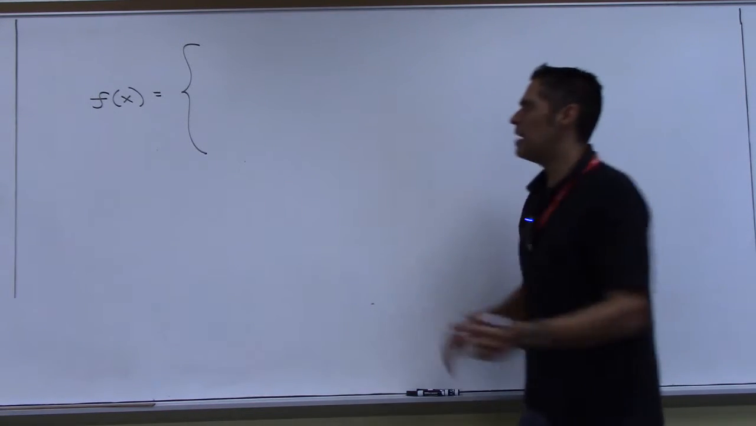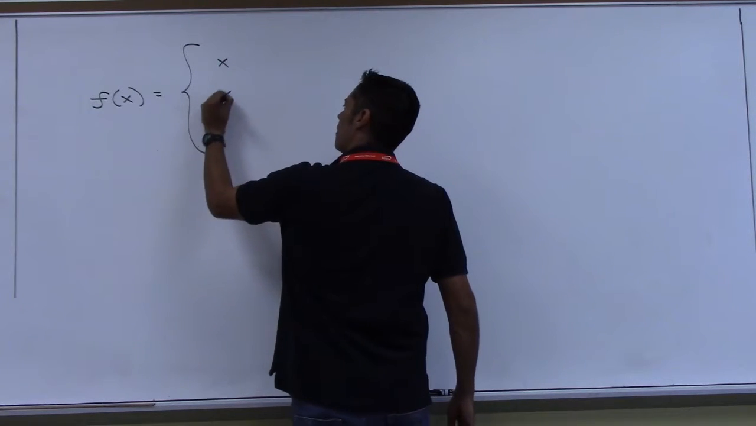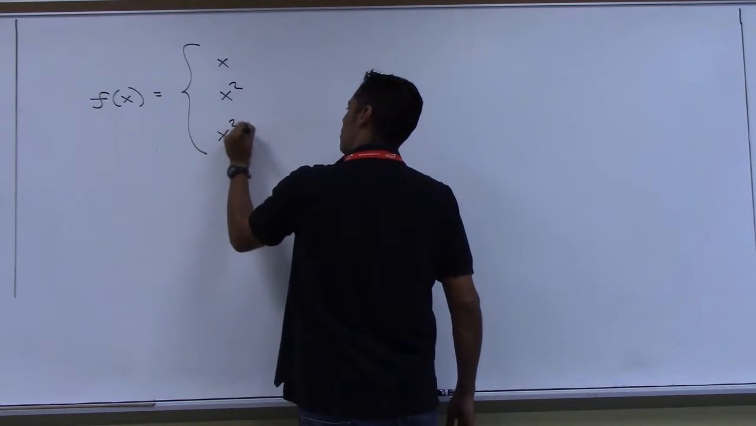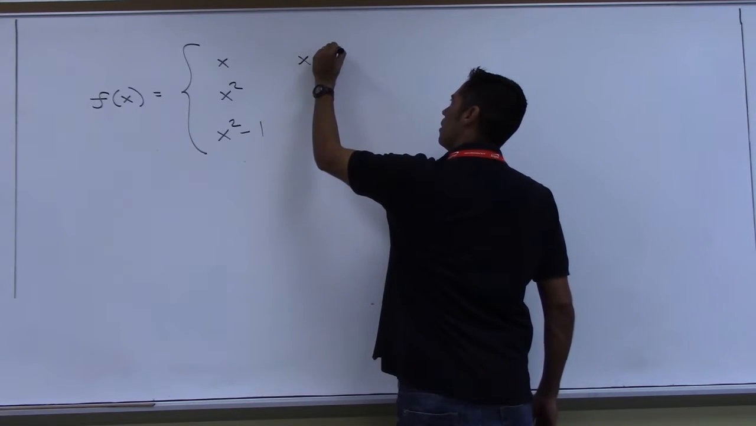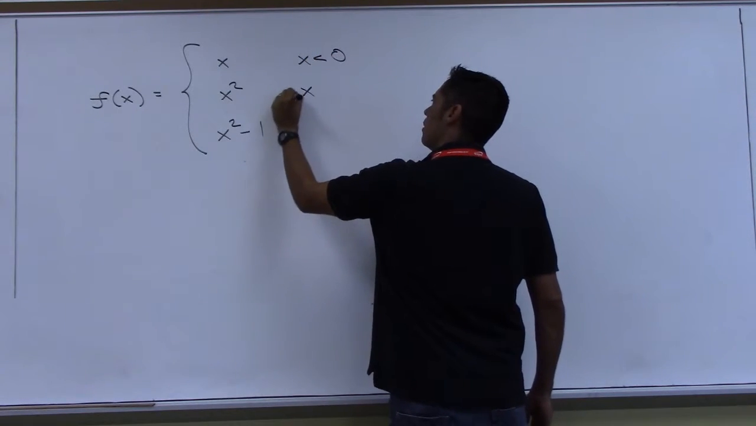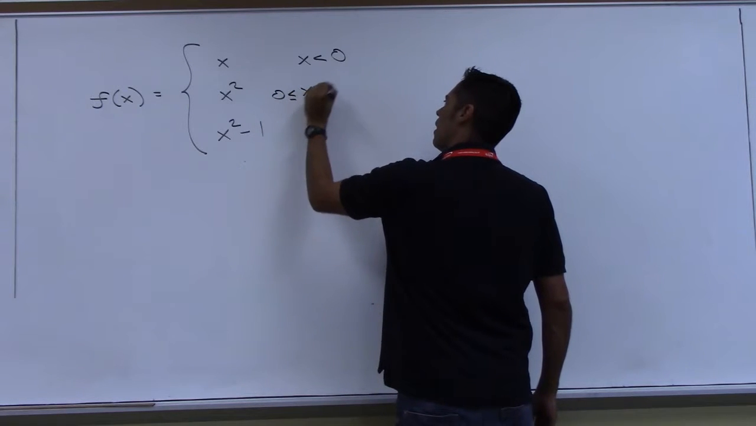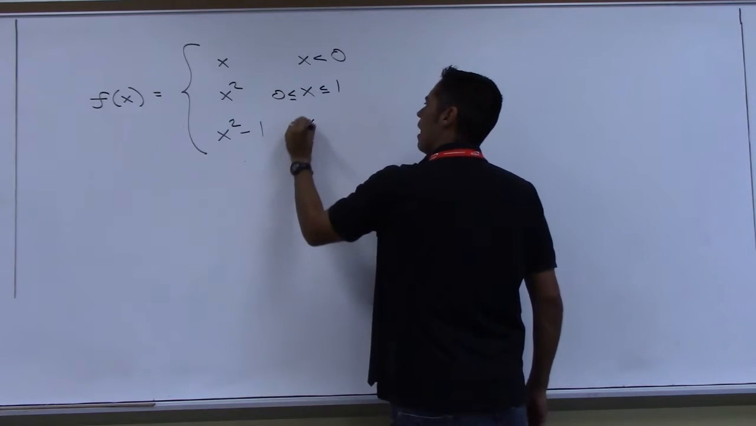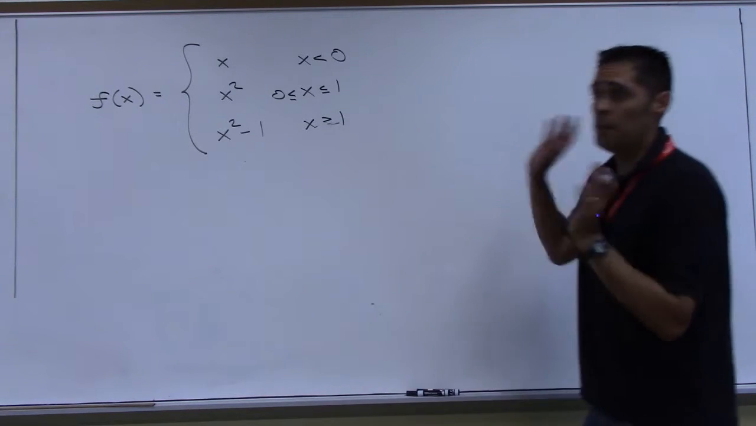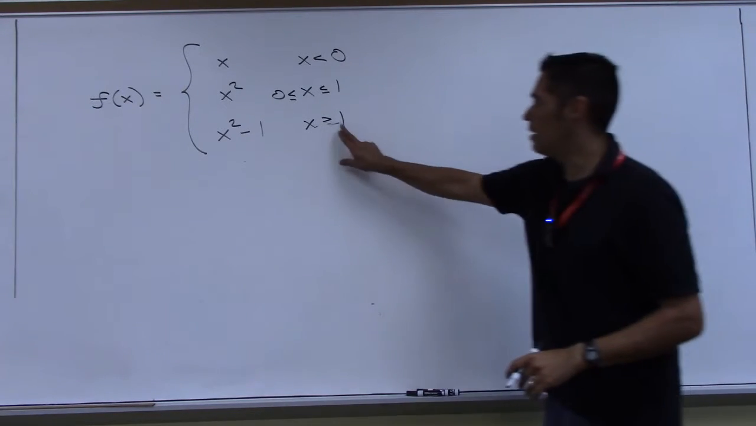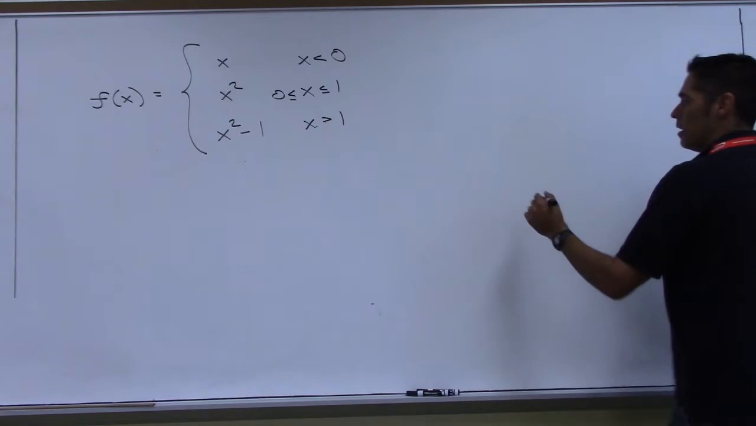And so a very basic example would be something like this. x squared minus 1. And let's say x less than 0, x between 0 and 1, and x greater than 1. I'm just doing this to give you a picture of this. You don't necessarily need to copy this all down unless you really feel like you have to.